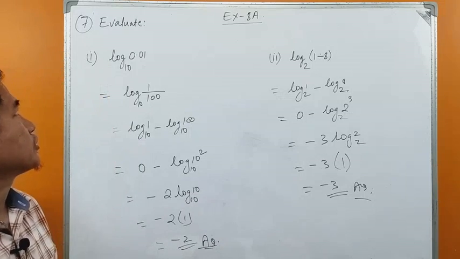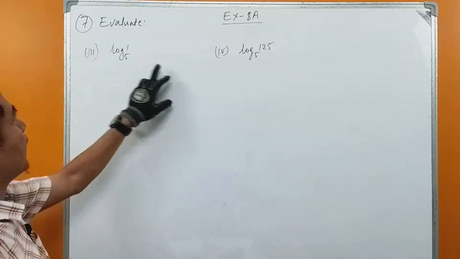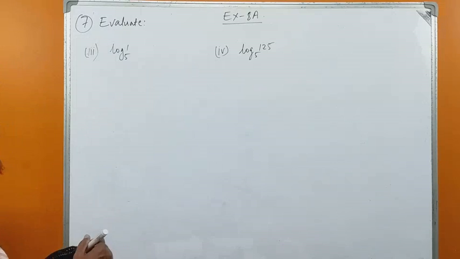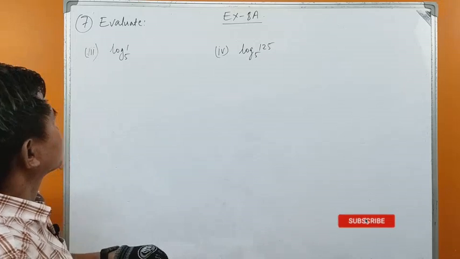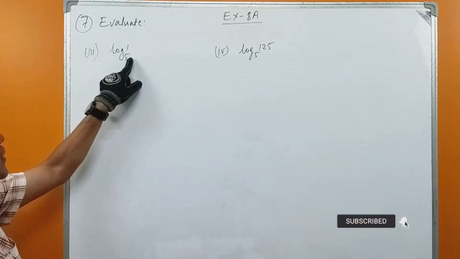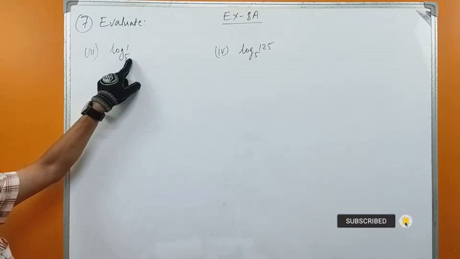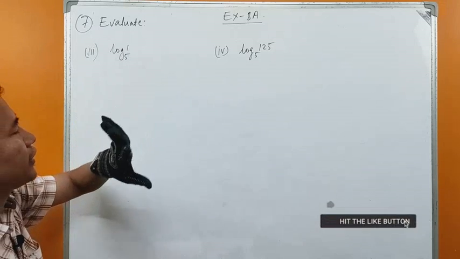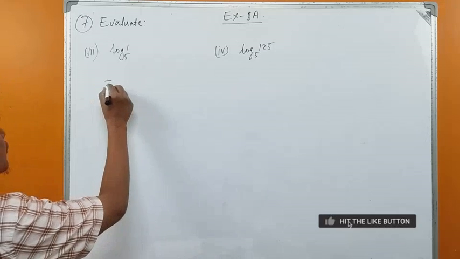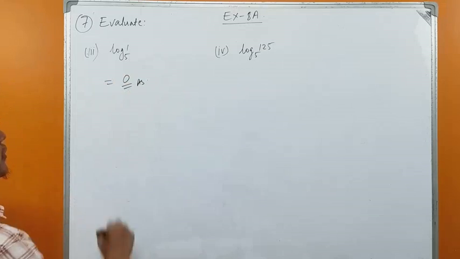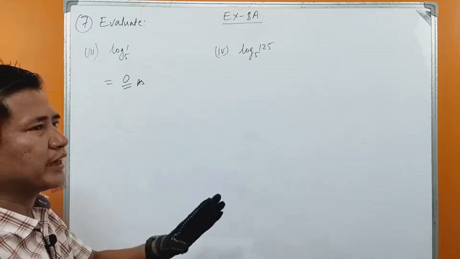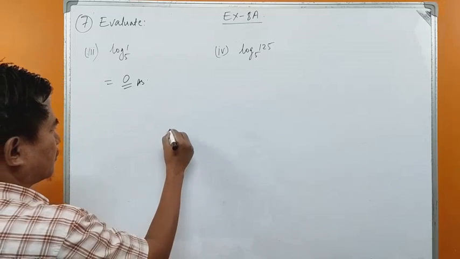Now let us do question number 3 and 4 of 7. Okay, we are asked to evaluate. Evaluate means we are asked to find the value. So log 1 to base 5. Log 1 to any base is always 0. So the value of this is 0. Okay, very simple. Log 1 to any base is always 0.